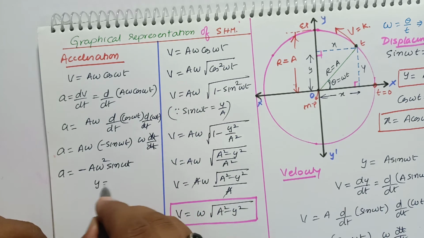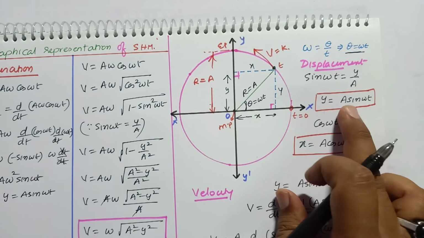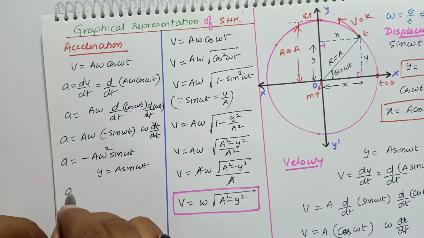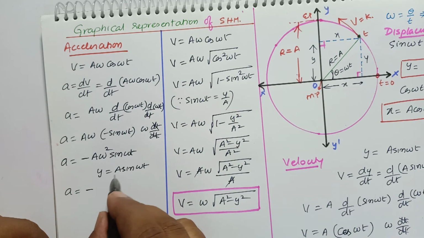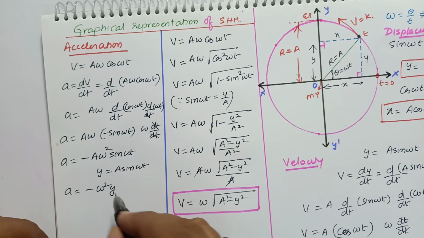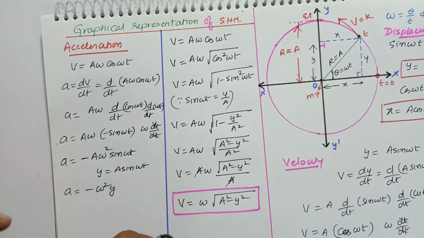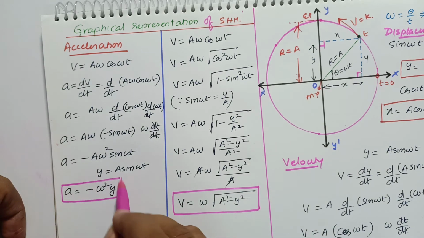And you know y is equal to a sin omega t from the formula which you have written here. Therefore acceleration will become minus omega square, and a sin omega t can be taken as y here. So finally we got this as the formula.